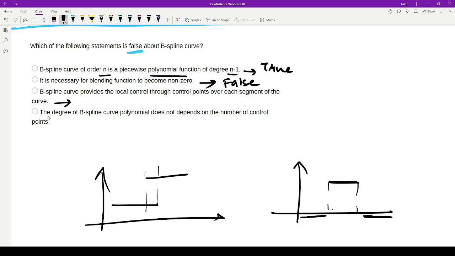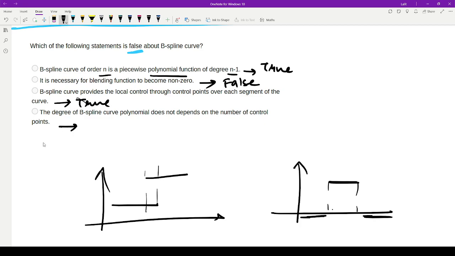What about the third option? B-spline curve provides a local control through the control points over each segment of the curve. Yes, as we see that if we increase the number of control points, even with lower order B-spline curves, we can fit a good object boundary. So this is true.